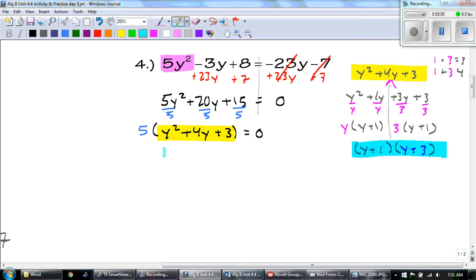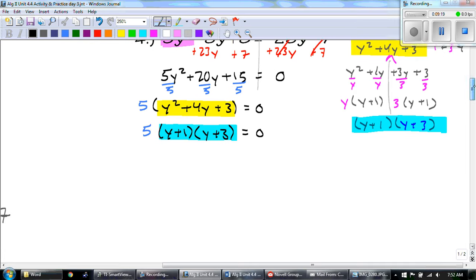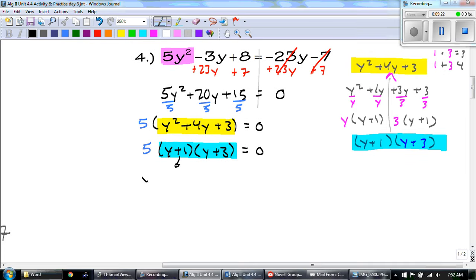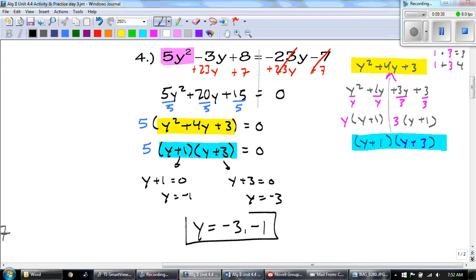So all this side work is my next step right here, okay? That 5 comes down, and then y plus 1, y plus 3 equals 0. Since we have that equal sign, guys, that's why we have to solve. I have to know what the variables are. So we get that y equals negative 1 and y equals negative 3. When I write my final answer, I put them in order from least to greatest.